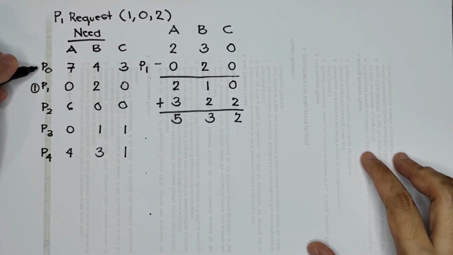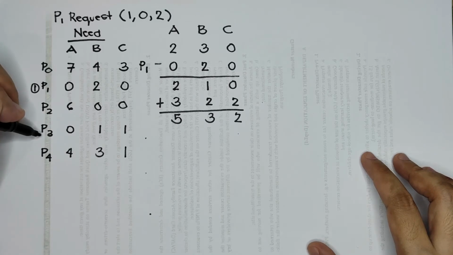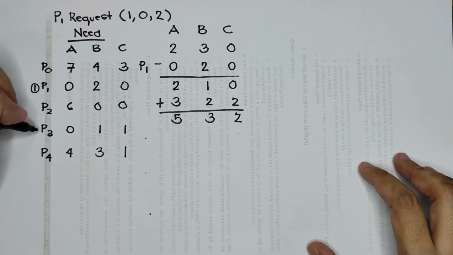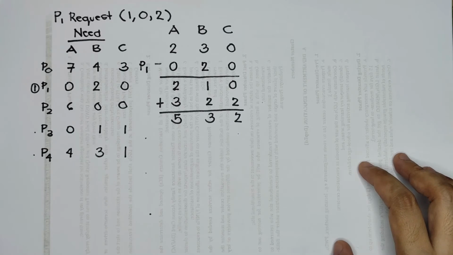So, P sub 0 cannot be accommodated yet. Also P sub 2. Okay. The possible candidates now are P sub 3 and P sub 4.